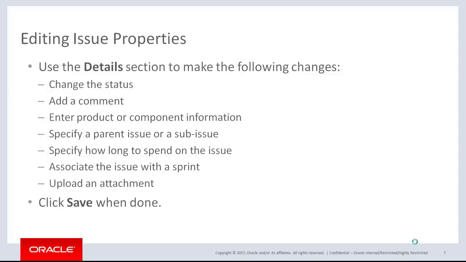Under the Details section of the Edit Issue dialog, make changes to status, add a comment, supply product or component information, specify a parent issue or a sub-issue, specify the amount of time to be spent on the issue, associate the issue with a sprint, or upload an attachment. Then click Save when you're done.